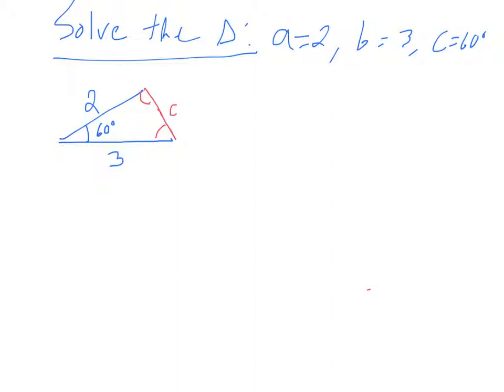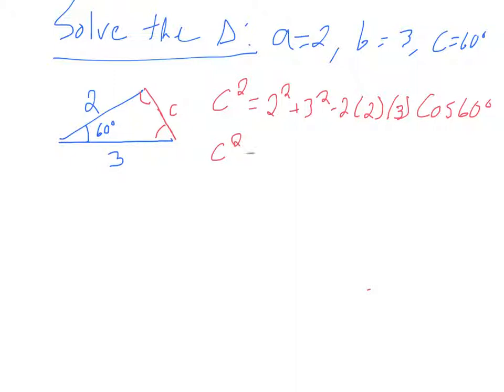Using law of cosines here, we'll end up getting that c squared is equal to 2 squared plus 3 squared minus 2 times 3 cosine of 60, right? If we plug everything into the correct places. And so we end up getting that c squared is equal to all of that. c squared is exactly 7, so c is going to be exactly square root of 7.